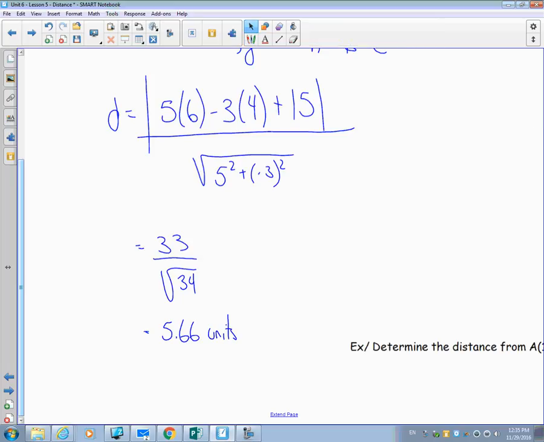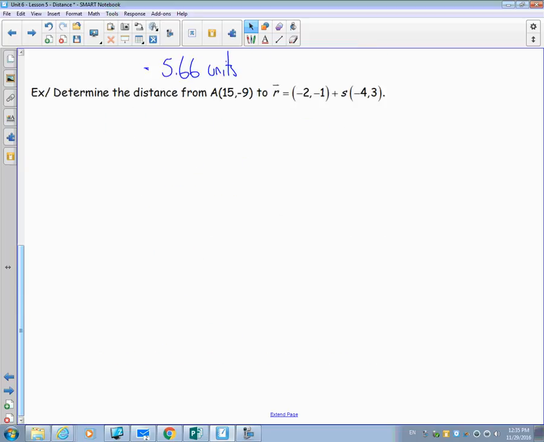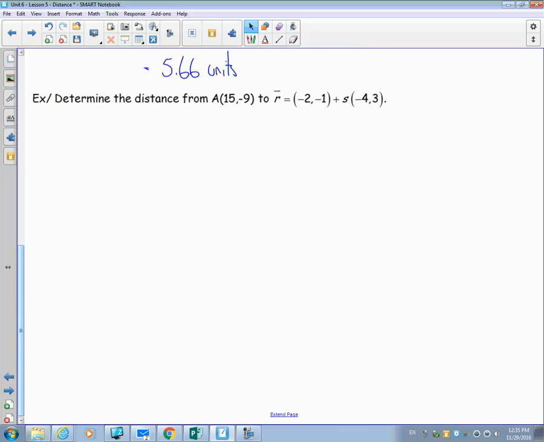And you guys can try the second one. Same idea, just a point. So you want to go from a point.